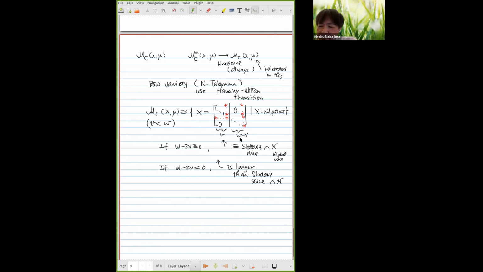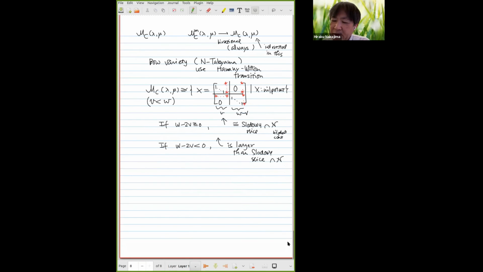So because of this reason, the Slodowy slice, even if you exchange V and W minus V, the nilpotent matrix doesn't change, but the space which is given by red entries is different, and this is larger. So because of this reason, the variety is different. But anyway, you have this kind of description.